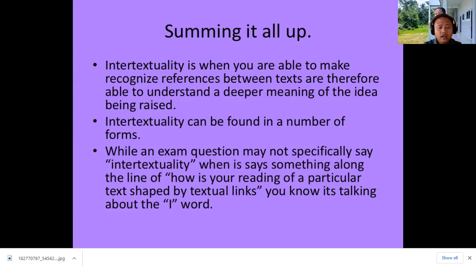Now we will also ask help from Merriam-Webster Dictionary as to what intertextuality really is. Intertextuality: the complex relationship between a text and other texts, taken as basic to the creation or interpretation of the text. Meaning there is a connection from one text to another. There is an interconnectedness. So that is intertextuality.